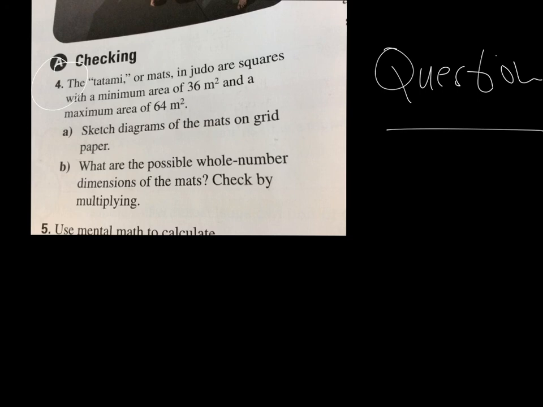You can do it with a regular piece of paper, just do it to the best of your ability. So you're going to sketch the diagrams of the mat on grid paper, and what are possible whole number dimensions? Again, we're just dealing with perfect squares here. We're not dealing with decimals. So what are possible whole number dimensions of the mat? And you can check that by multiplying.